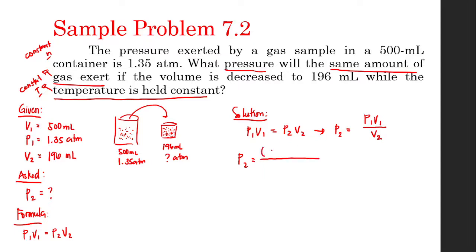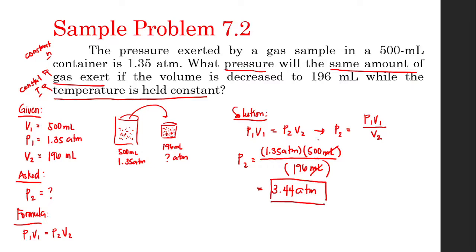Or P1 is equal to 1.35 atmosphere multiplied by V1, which is 500 ml, and then divided by your new volume, which is 196 ml. So the ml gets cancelled. You're left with atmosphere, which is what you are looking for, and this is actually equal to 3.44 atmosphere.